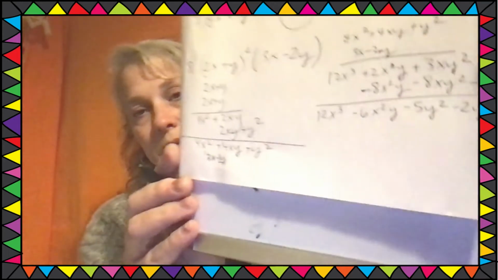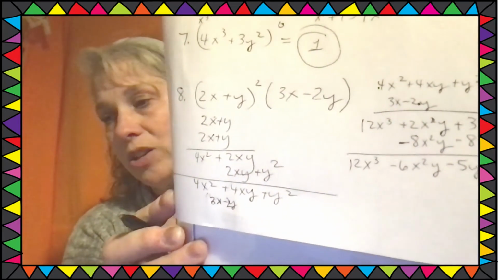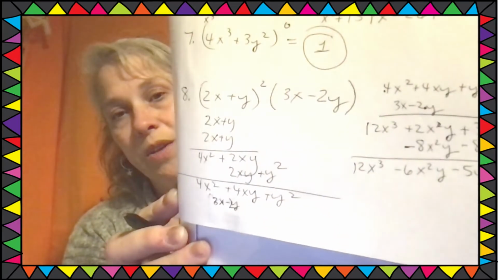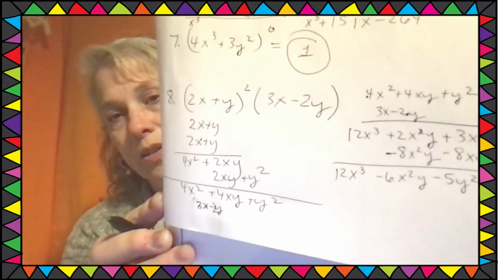So 12x cubed minus 6x squared y minus 5y squared minus 2y cubed. And I can't reduce it any further. Okay, so that is page number 24, number 8. Okay, stop the video if you need to review anything. And we're moving on to the checkup.